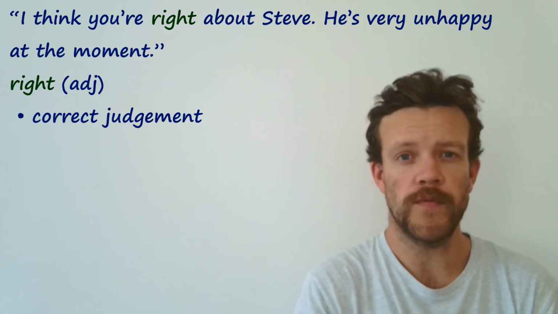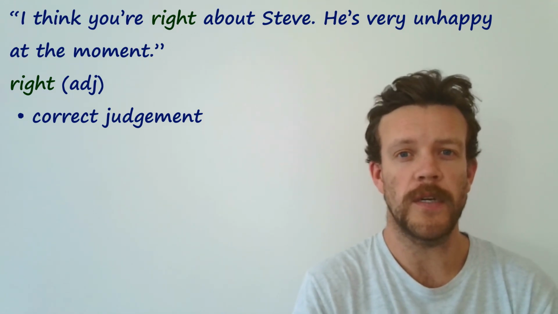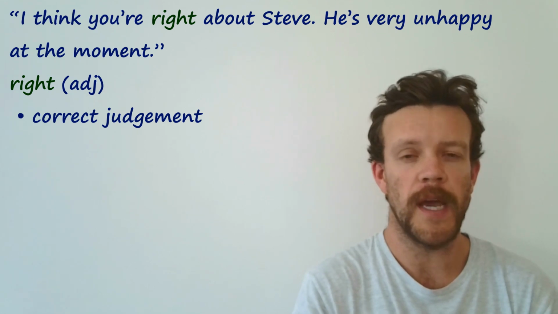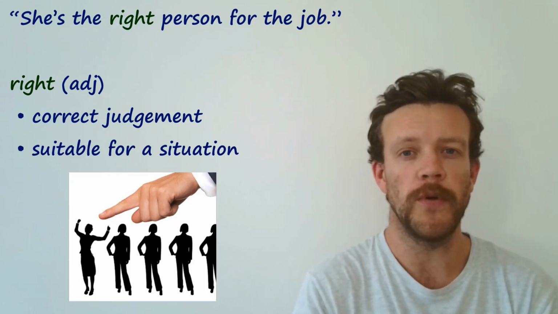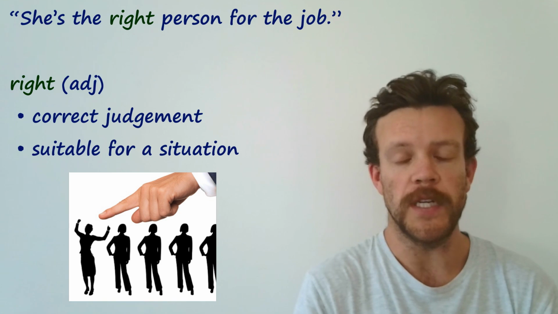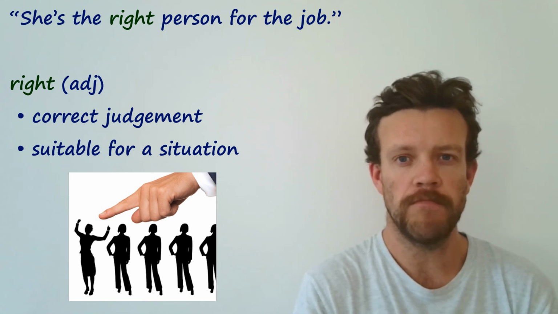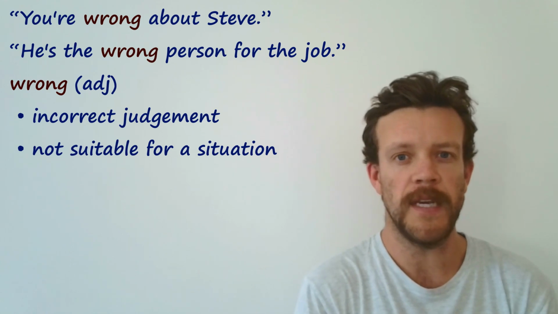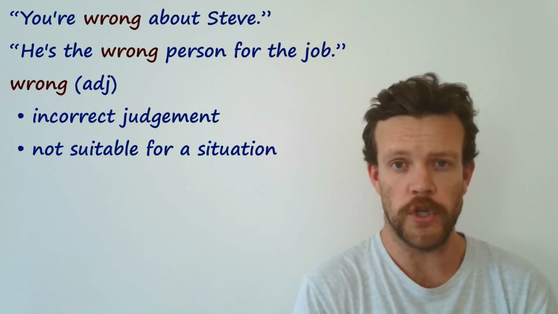We can also use right to mean someone has the correct judgment. I think you're right about Steve. He's very unhappy at the moment, or suitable for a situation. She's the right person for the job. Obviously wrong, the opposite of those. You're wrong about Steve. He's the wrong person for the job.